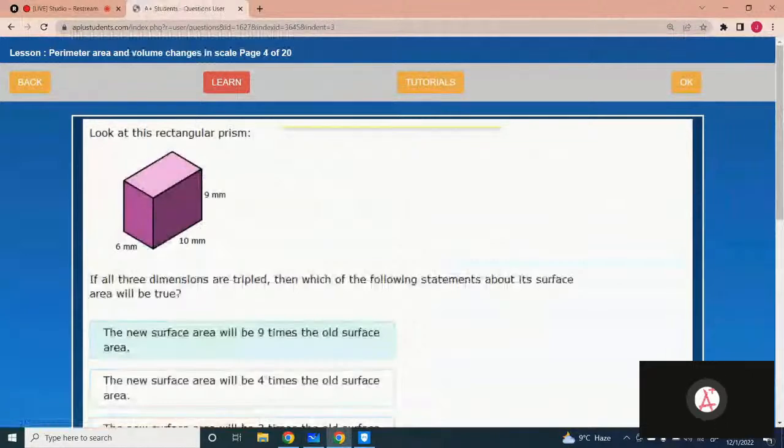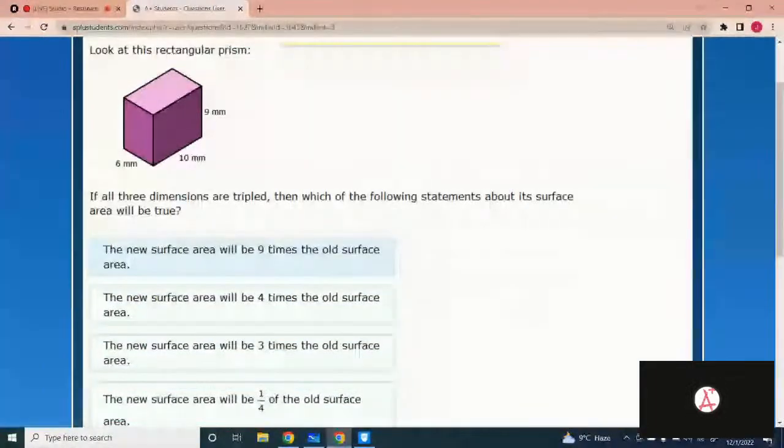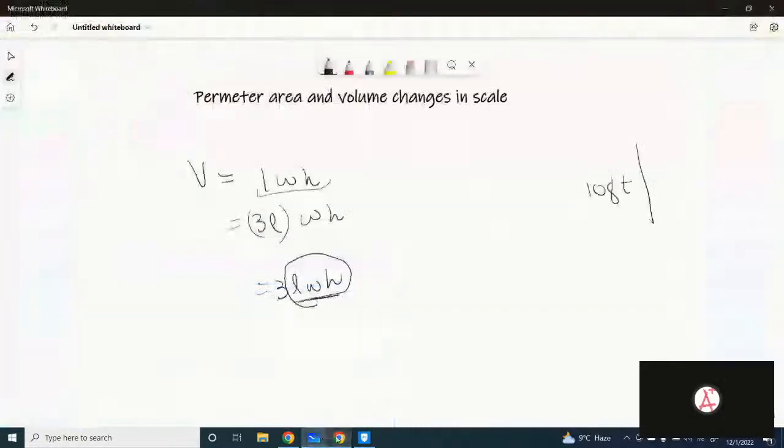Okay, look at the rectangular prism. If all 3 dimensions are tripled, which of the following statements about its surface area will be true? So all 3 are tripled. Then what would be the surface area? You have to find the surface area of the rectangular prism.